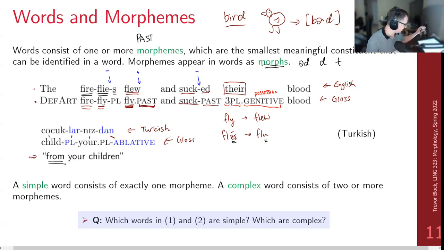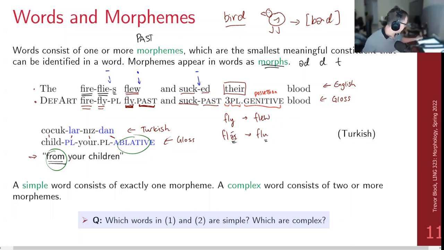So I see child, I see plural, I see your, the only thing I'm really missing is from. So ablative doesn't really mean from. It just has to do with like adjuncts and prepositional phrases, that sort of meaning. But if we saw enough examples, we could infer what ablative case was. So we can use the gloss to inform ourselves about like what particular aspects of the translation mean.